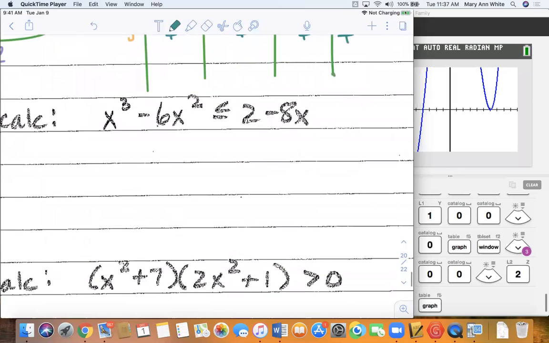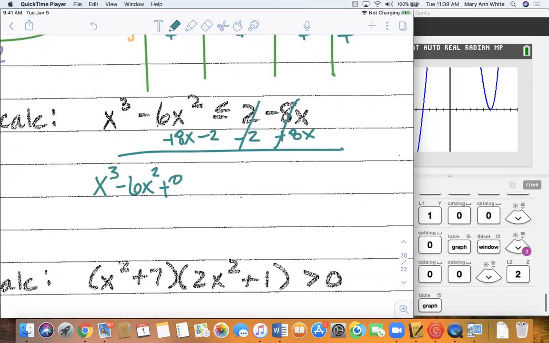Before I plug this in the calculator though, move everything to one side. I like to bring everything to where the biggest exponent is. So I'm going to minus 2 from both sides and I'm going to add 8x to both sides. So I get x to the third minus 6x squared plus 8x minus 2 is less than or equal to 0. Okay, that's not hard. Let's go graph it.